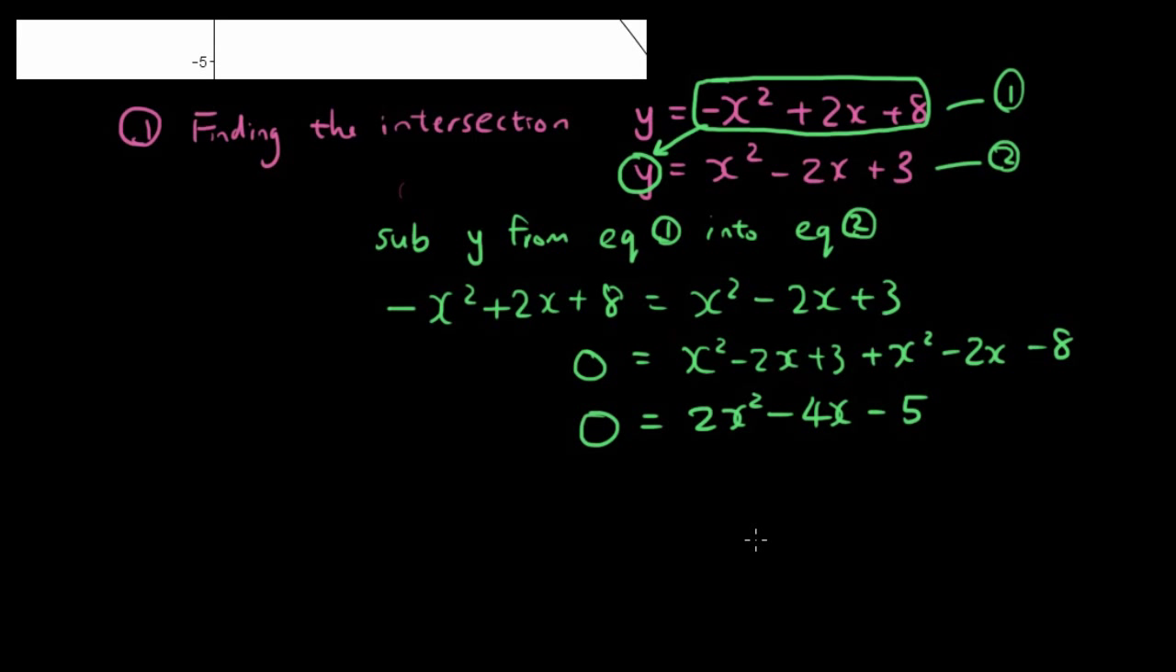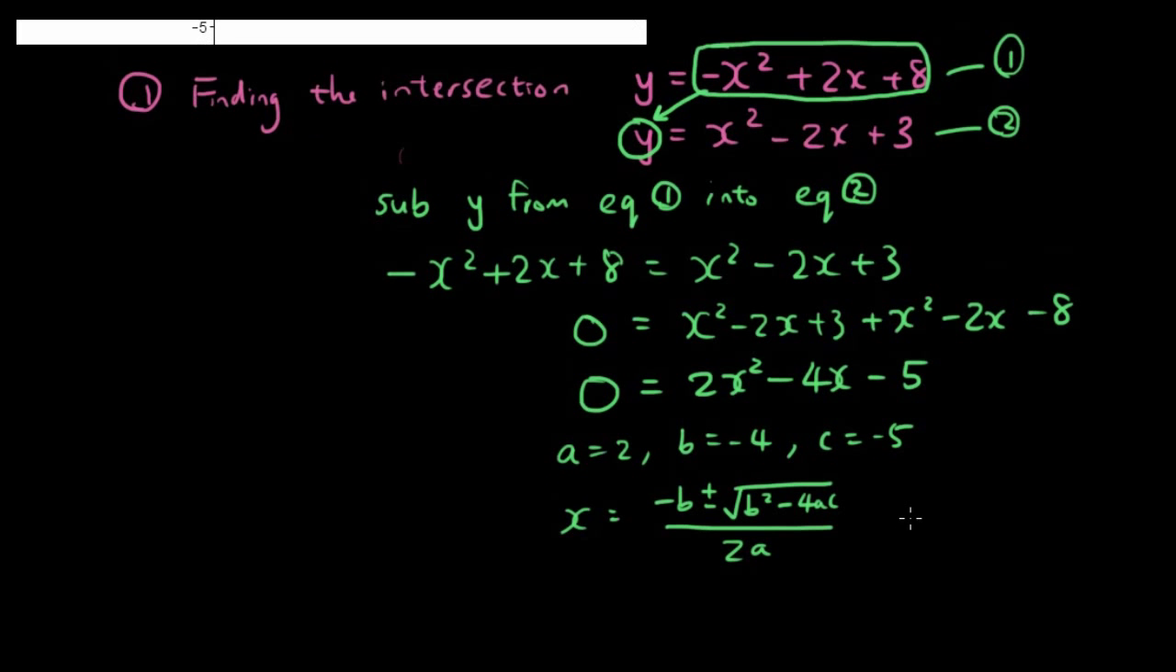That is a quadratic equation which we're going to have to solve to find out what the x value is. This x value will be where the two curves intersect. So let's use the quadratic formula. a equals 2, b equals -4, c equals -5, and put it all in the quadratic formula. x equals -b plus or minus the square root of b squared minus 4ac, over 2a.